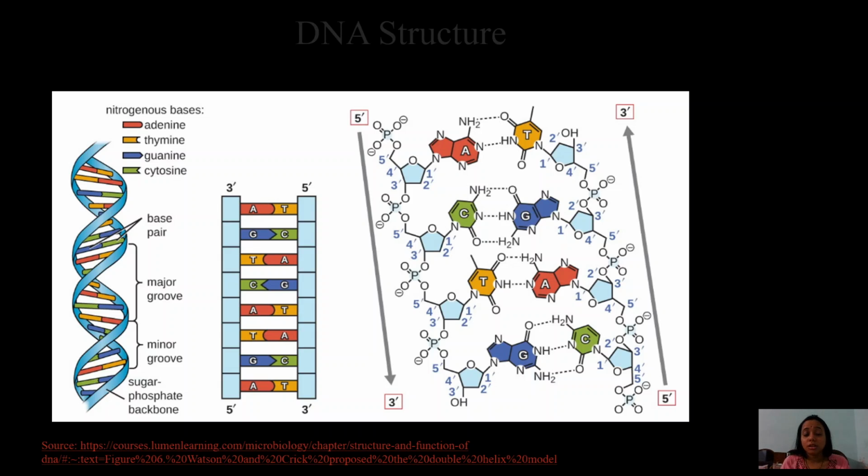The DNA structure is a double helical structure, which produces the major and minor groove, and the base pairs are present at the center. One more thing I want to tell you: it is making a bond with the 5' phosphate to the 3' oxygen. So basically one strand is running 5' to 3', and the other strand is running 5' to 3' in the opposite direction. So basically they are anti-parallel in nature.